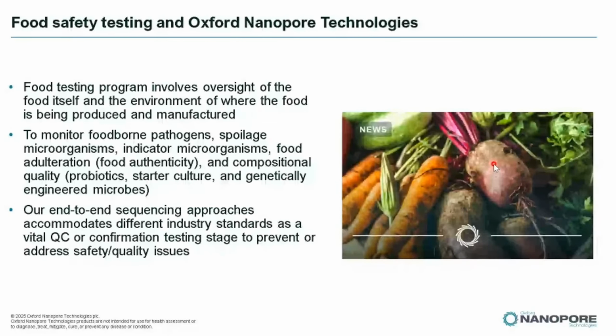So to monitor the food, we can use nanopore technology to monitor the presence of foodborne pathogens and also microorganisms that cause the spoilage of food, some indicator microorganisms present, as well as food authenticity applications. Okay. So our end-to-end sequencing approach accommodates different industry standards and needs as a wider QC, quality control, or confirmation testing stage to prevent or address safety or quality issues.